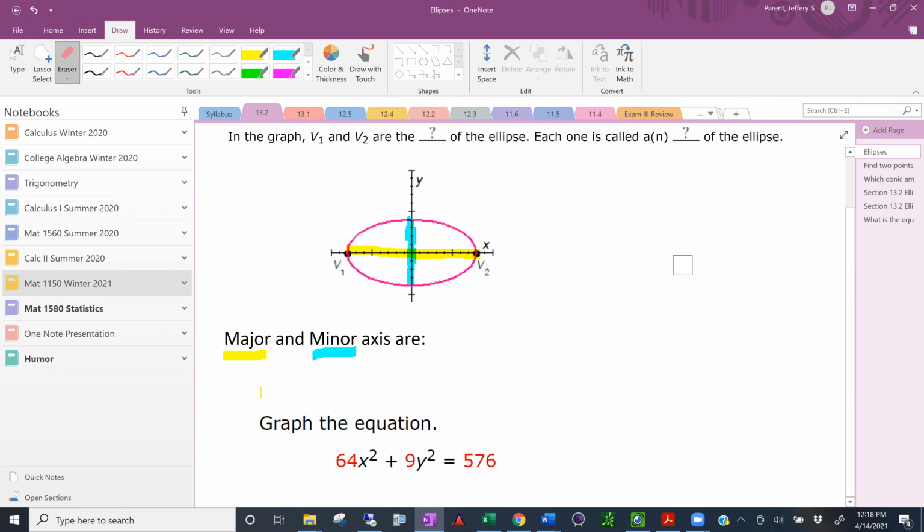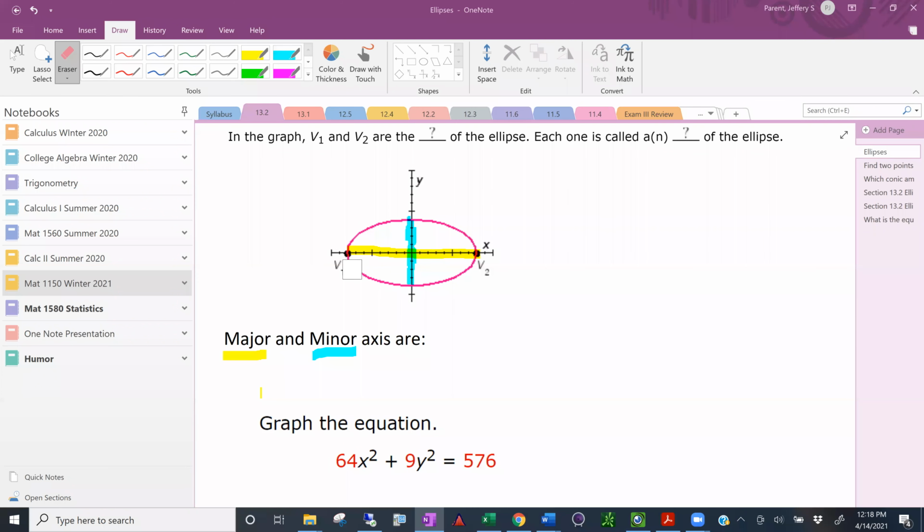So we're going to focus on the graph of an ellipse here, section 13.2. Now, just a little bit of vocabulary for you so that you can nail one of the easy questions in WebAssign. The major axis is the longer of the two axes. The minor axis is the shorter one.